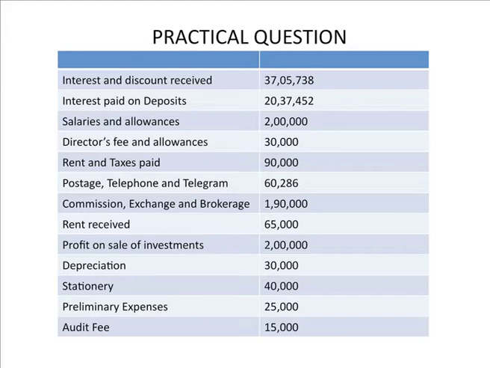Depreciation 30,000, it is an operating expense. Stationery 40,000, again an operating expense, so it is also an item for schedule 16. Preliminary expenses 25,000, audit fees 15,000, again operating expenses. Now when preliminary expenses come, we should keep in mind that if a company is going to pay dividend, we need to write off the preliminary expenses in full. After that only dividend is payable as given under the various provisions of the Banking Regulation Act.